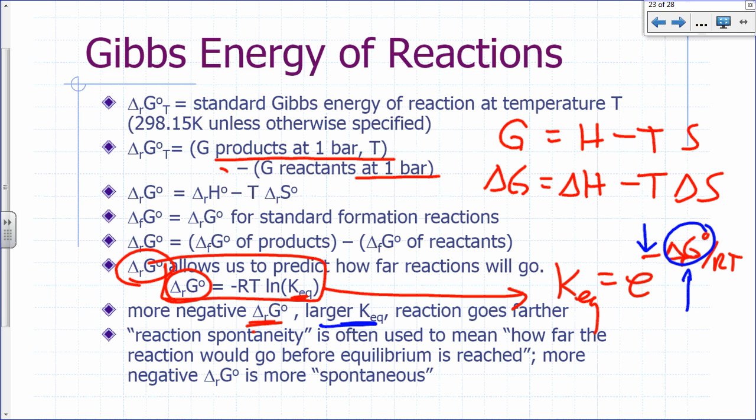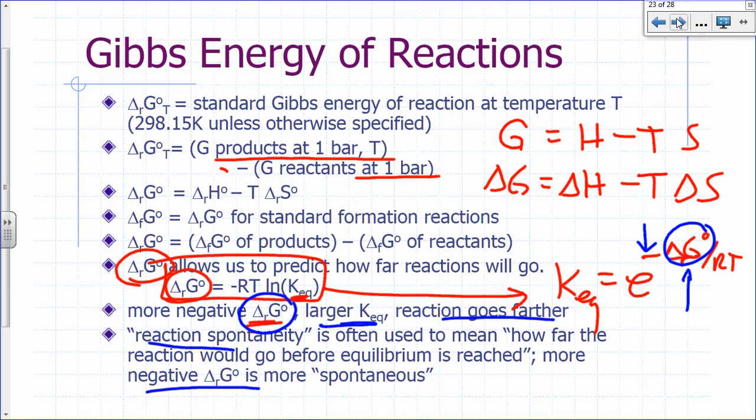the larger the KEQ. So a more negative, remember we say delta G negative for a spontaneous process. Well, the standard delta G for a reaction gives you an indication of how far a reaction would go forward. So the larger the KEQ, the farther the reaction would go. Now, delta G of reaction is often used to describe what's called reaction spontaneity. And when we say reaction spontaneity, what we generally mean typically is how far the reaction would go before equilibrium is reached. So a more negative delta G of reaction is said to be more spontaneous. Okay?